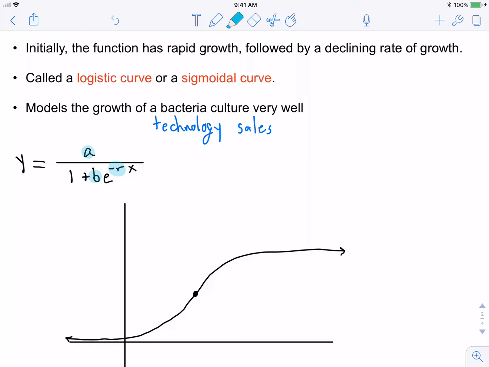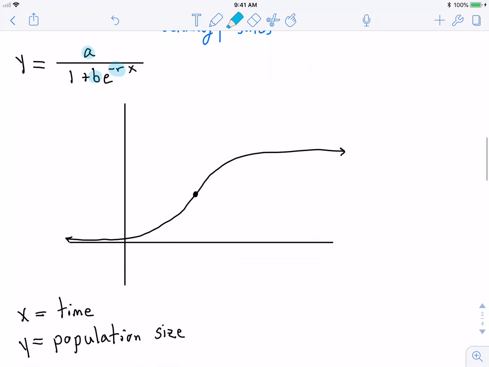And then x, as we scroll down a little bit more, normally represents time, and y either represents population size or how many sold.